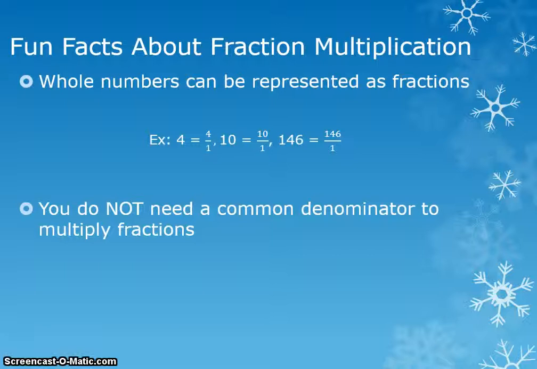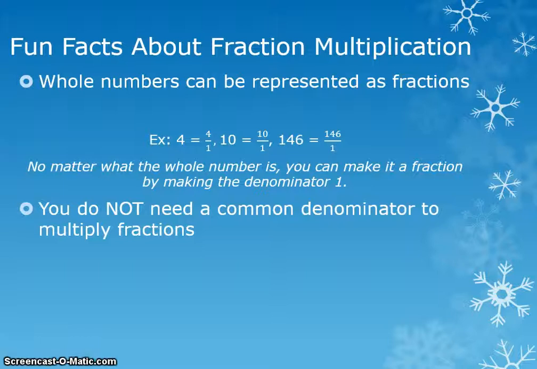In these examples, you can see how I made my whole number into a fraction. Let's look at our first one. 4 equals 4/1. You can think of it as 4 is a whole number, so you are saying that you have 4 wholes. Same with my next example. 10 equals 10/1, or 10 wholes. And then 146 equals 146/1, or 146 wholes. No matter what the whole number is, you can make it a fraction by making the denominator 1. This is a very important part of fraction multiplication.